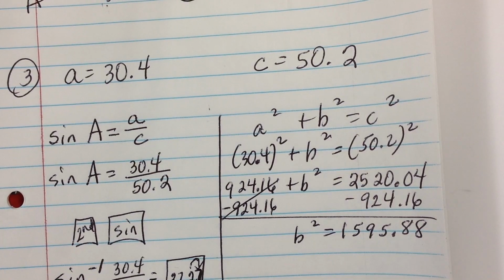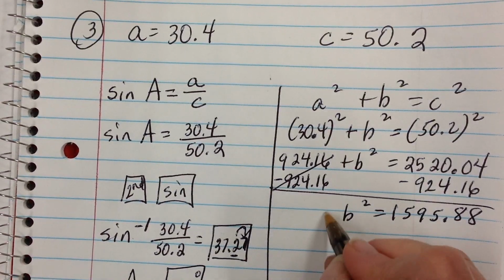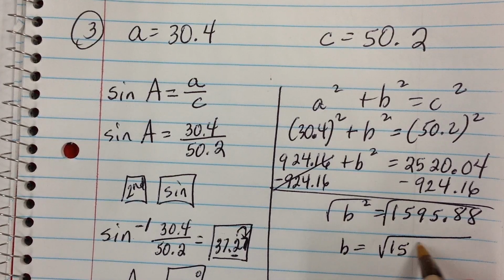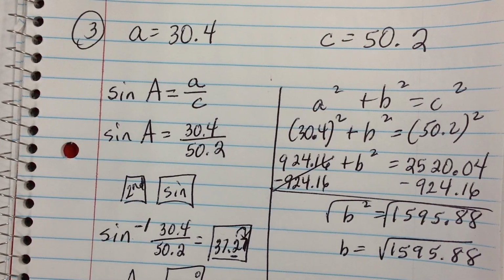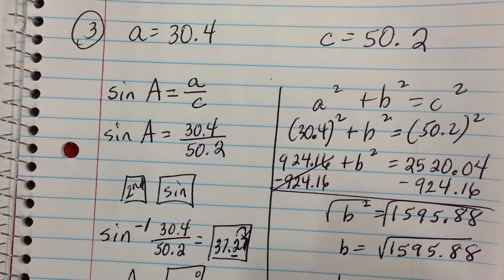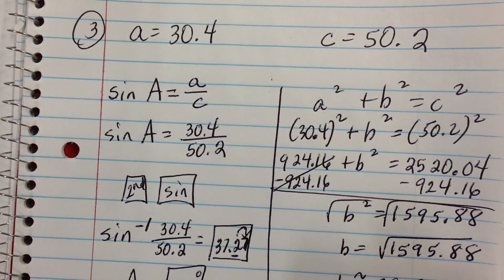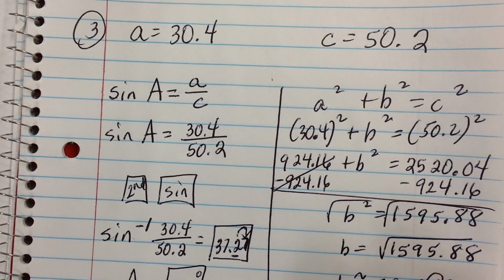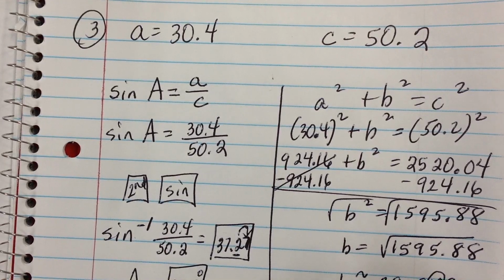You end up with b squared is equal to 1595.88. Okay? Now, how do we go from b squared to b? We take the square root of both sides. So b is equal to the square root of 1595.88. And if you punch that in on your calculator, you end up getting b is approximately, I get 39.948. Now, if we round that to 2 decimal places, does this 4 need to stay a 4, or does that 4 need to become a 5? Well, it needs to become a 5.